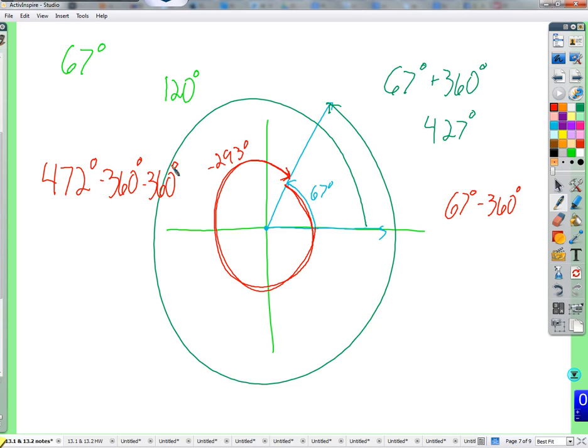All these standard units of measure, like the mile and the meter and the kilometer, they're based on something. What are degrees based on? How far away it is from the initial side to the terminal side. Kind of like that arc distance from here to there, sort of.